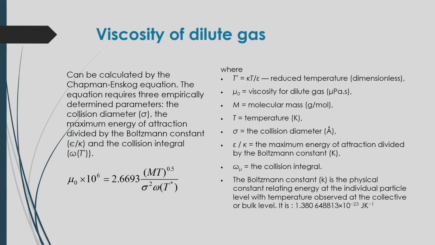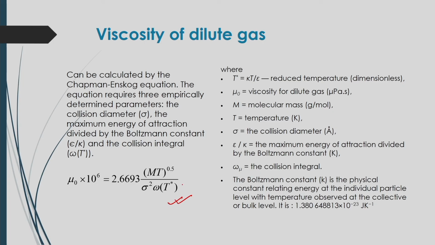Similarly, the viscosity of a dilute gas can be calculated by the Chapman-Enskog equation, and the equation requires three empirically determined parameters: the collision diameter, the maximum energy of attraction divided by the Boltzmann constant, and the collision integral, based on which you can calculate the viscosity of dilute gases. So, from this correlation you can easily calculate it.